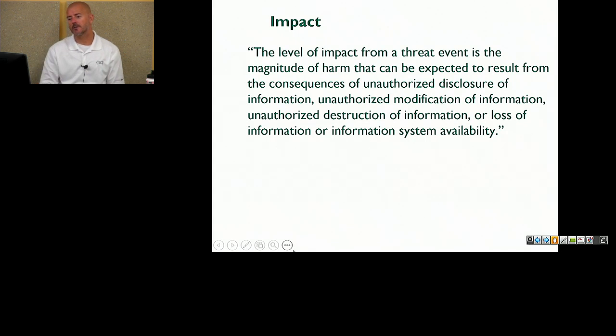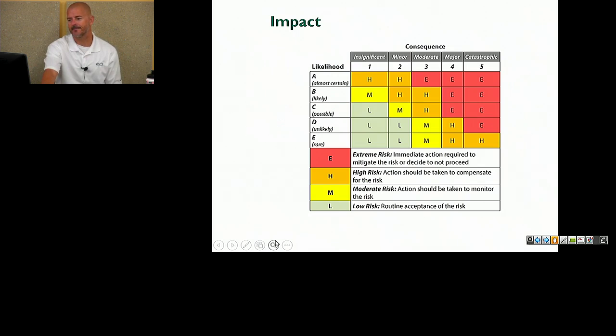The impact, the keywords are magnitude of harm. Do not forget that. If you see magnitude of harm anywhere, you know it's talking about the impact from a threat that has potentially exploited a vulnerability. If you look at the verbiage on there, it talks about the consequences of unauthorized disclosure, which is talking about confidentiality, unauthorized modification, which is the integrity aspect, and then unauthorized destruction of information, which is also regarding the availability. So the CIAs are covered in the explicit definition of impact.